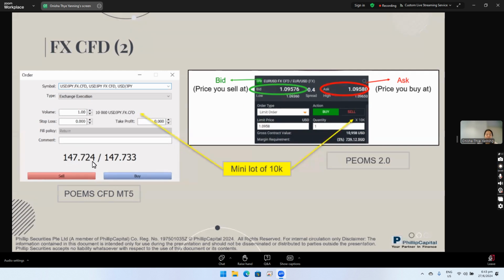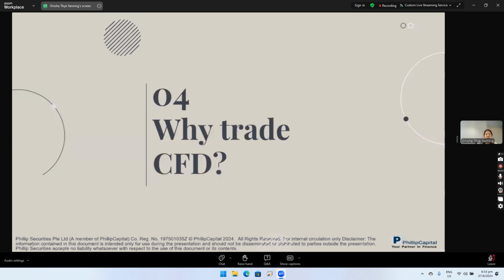Here, same thing. We offer a mini lot for FX CFD. We do not have a standard lot, but we do offer mini lot because of leverage and all. Mini lot is 10,000, and the standard lot is normally 100K, but we are looking into offering micro lots too, though not at the moment yet. Okay, so next, why trade CFD?